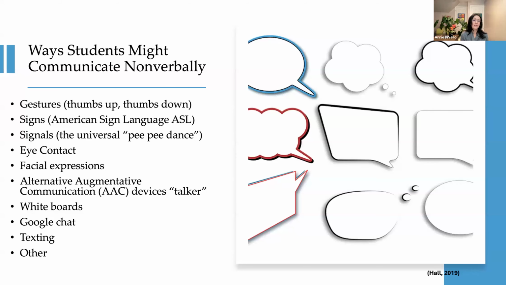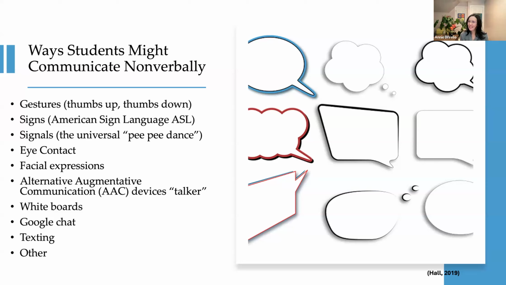So, what are some ways that students might communicate with you nonverbally? They might use gestures like thumbs up and thumbs down. They might use signs via American Sign Language or ASL, like yes and no, or eat or bathroom. They might use signals.